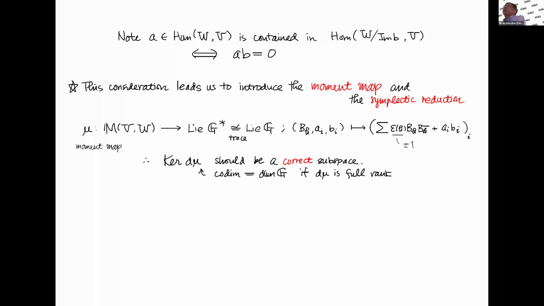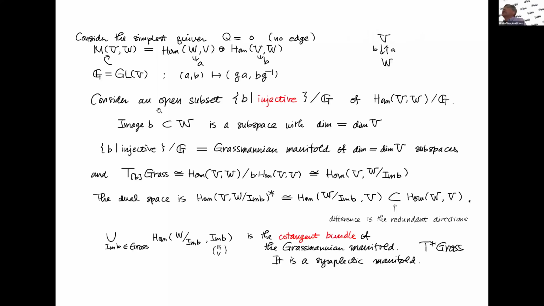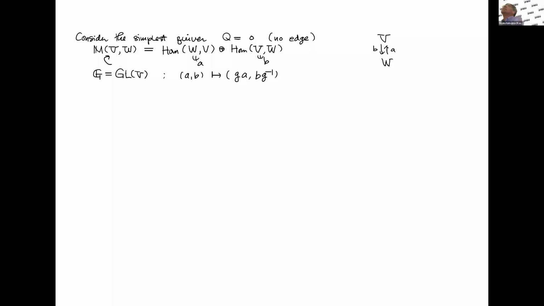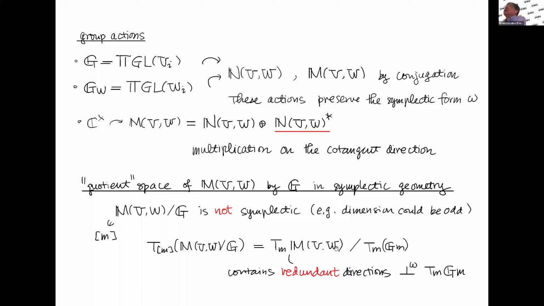Can I go back? Yeah, I said that if you just take the whole vector space, you have the redundant direction perpendicular to the tangent to the orbit direction. But if I replace this by the kernel of dμ, then this becomes a symplectic vector space.